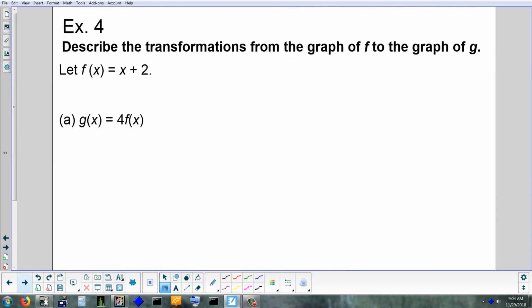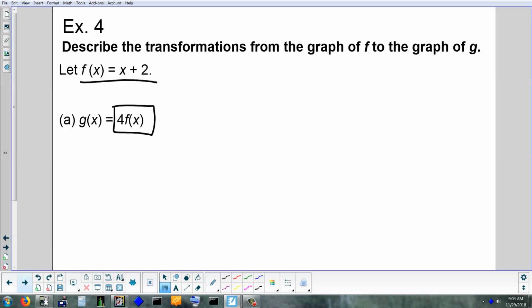Okay, no graph here. All you have to do is describe. You're starting with this. They want you to do that. They put a 4 in front. You kind of already did this. You're multiplying and you're outside. So can anybody tell me what that's going to do? You're multiplying and it's outside the function. What is it? Yes, exactly.